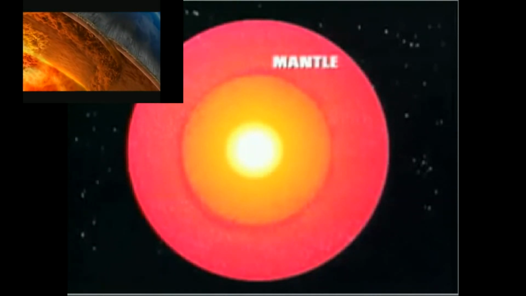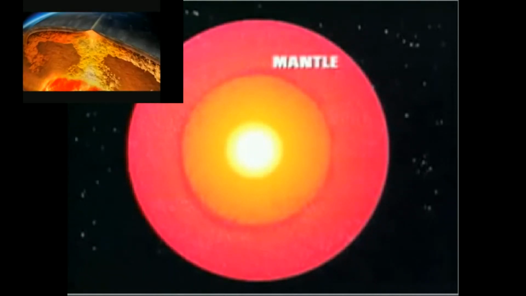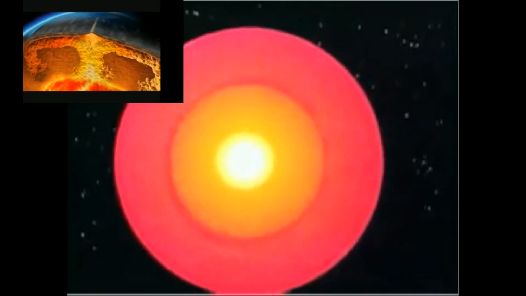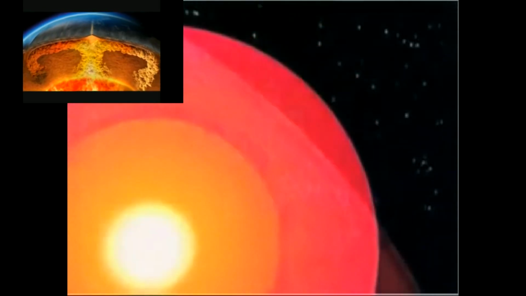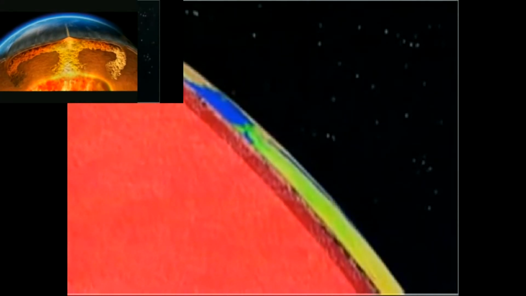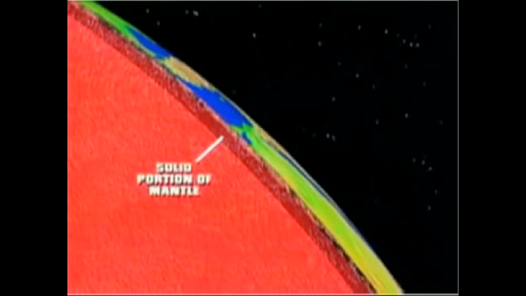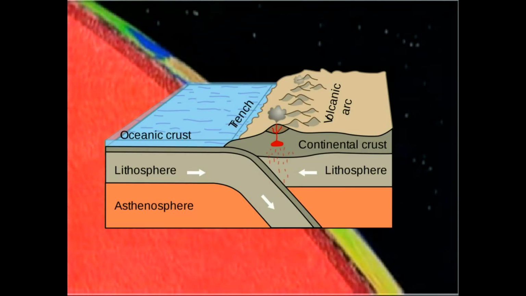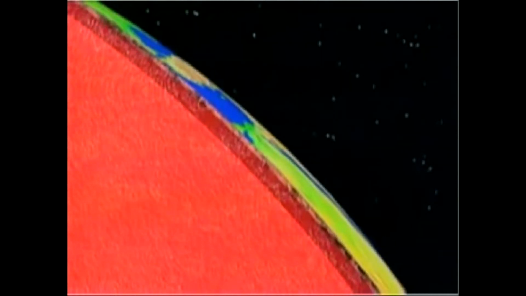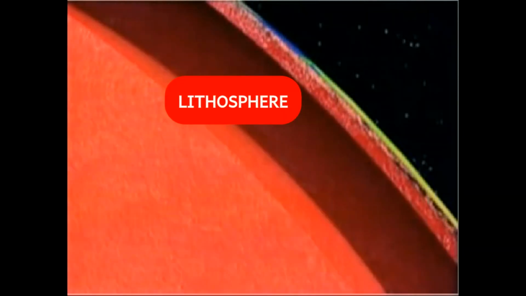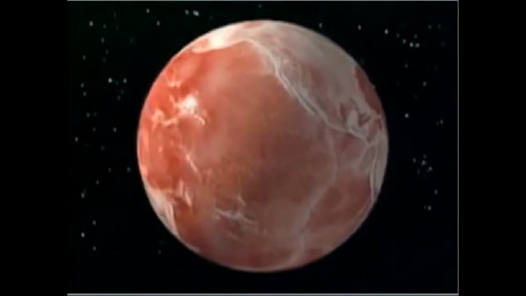The mantle is a semi-liquid layer. The mantle is the thickest layer. The mantle's outermost portion is solid. Above the mantle is the outermost layer of the Earth, the crust. The crust includes both continental crust and oceanic crust. It is referred to as lithosphere.